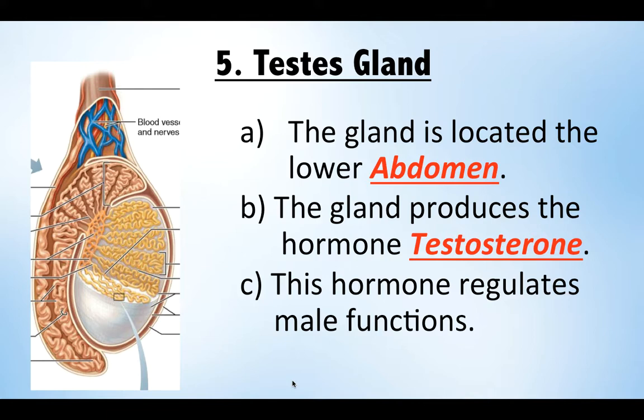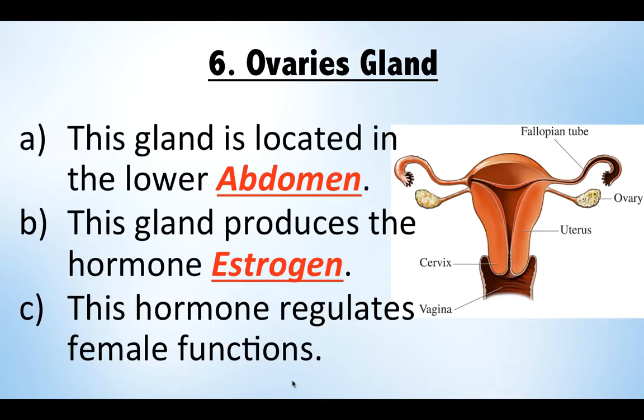Next, we have the testes gland. So this gland is only found in males, and it's located in the lower abdomen. And what this gland does is it produces the hormone testosterone. And what testosterone does is it regulates male functions in the male body. The last gland we are going to be talking about today are the ovaries. So this gland is located in the lower abdomen of women, of females, and this gland produces the hormone estrogen, and this hormone regulates female functions.